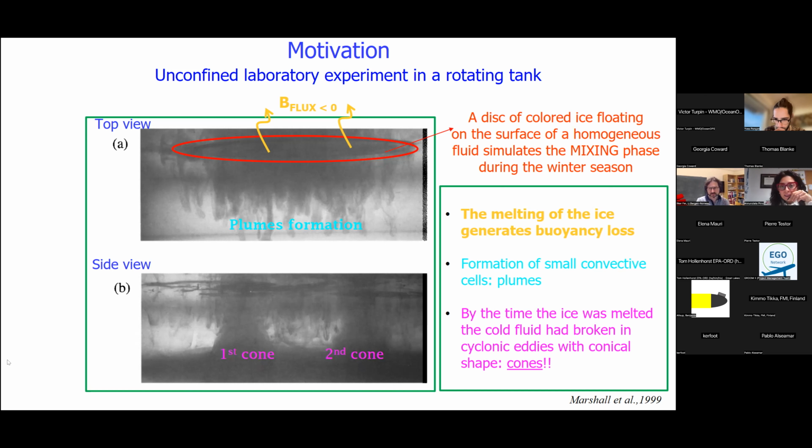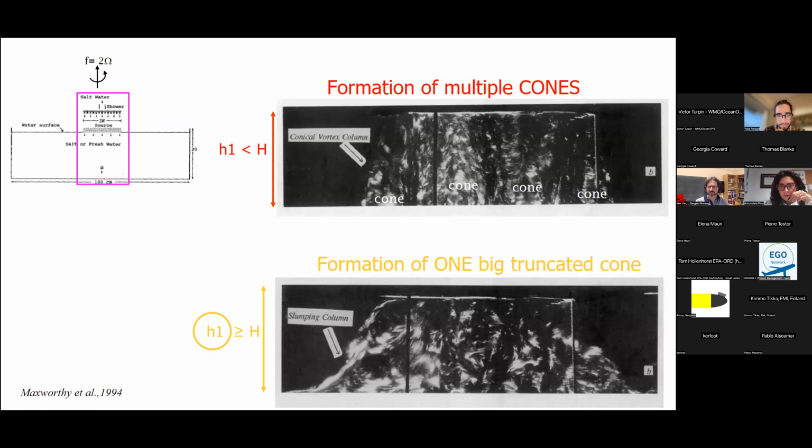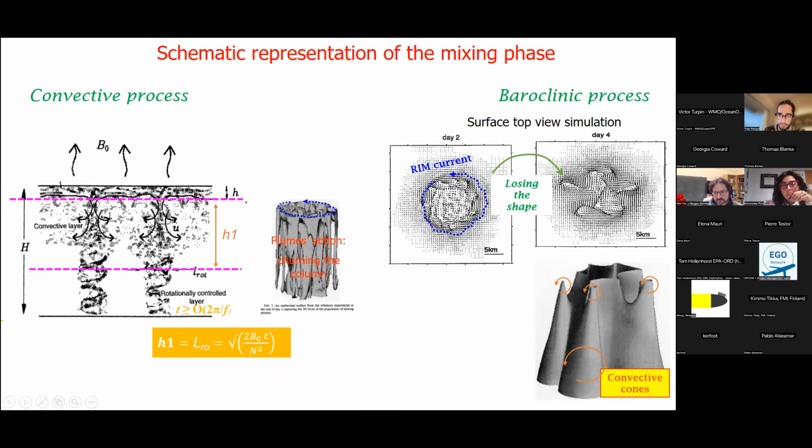Back in the 1940s, Max Worthy also realized that these cones can form only when the mixed layer depth is less than the water depth H. Because when the mixed layer depth is equal or greater than the total water depth, you don't have the formation of several cones, but only one big truncated cone.